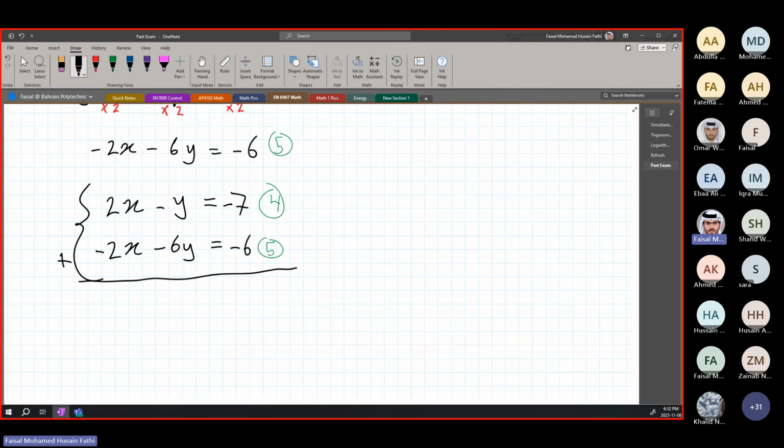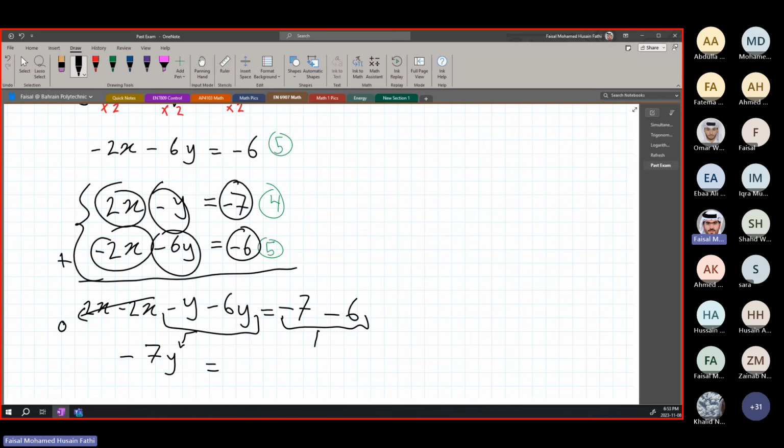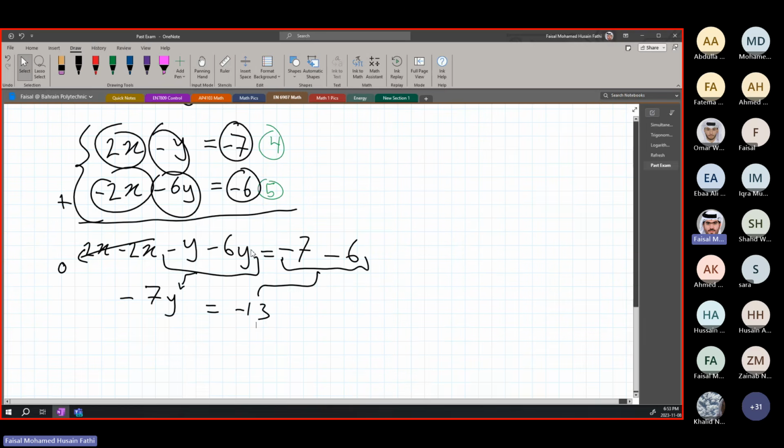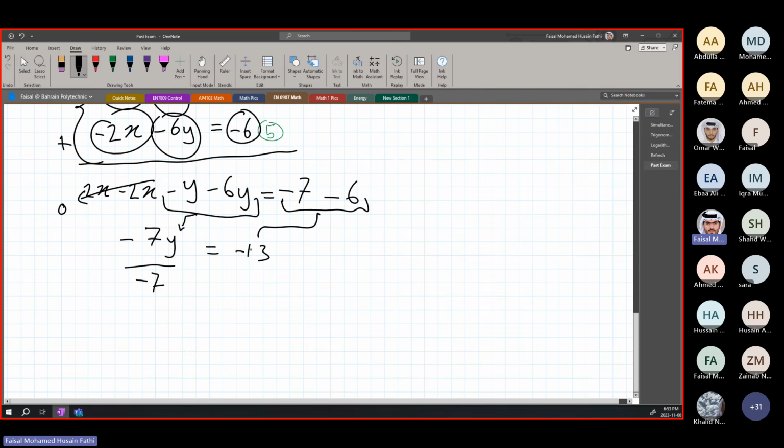Now we're just going to add them. 2x first term, minus 2x second term, minus y, minus 6y is equal to minus 7 minus 6. All right, 2x and minus 2x is 0. So we're left with minus y minus 6y, which is minus 7y. This is equal to minus 7 minus 6, which is minus 13. Okay, so y is equal to, we just divide both sides by minus 7.